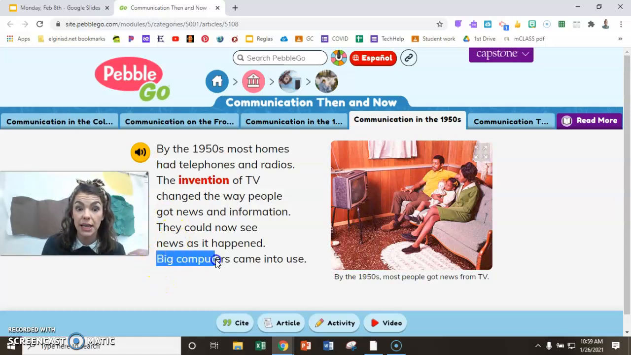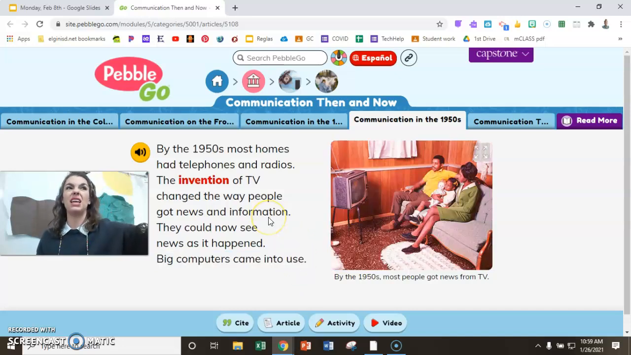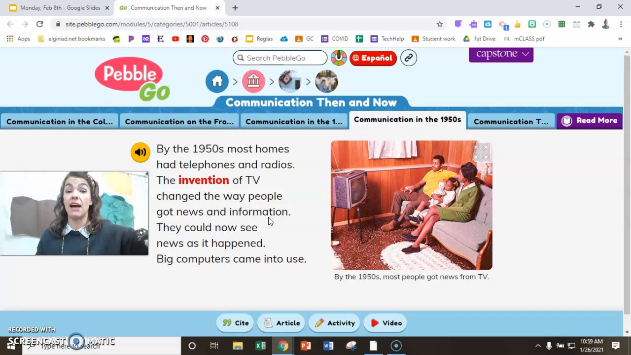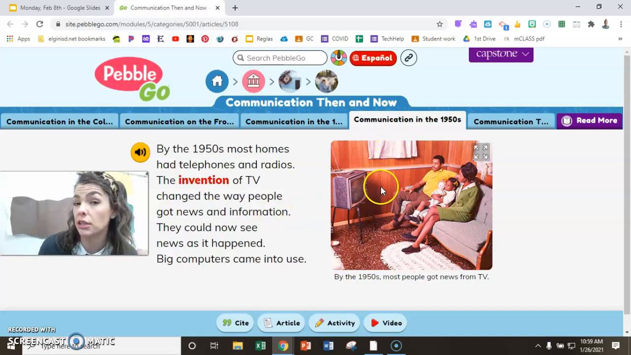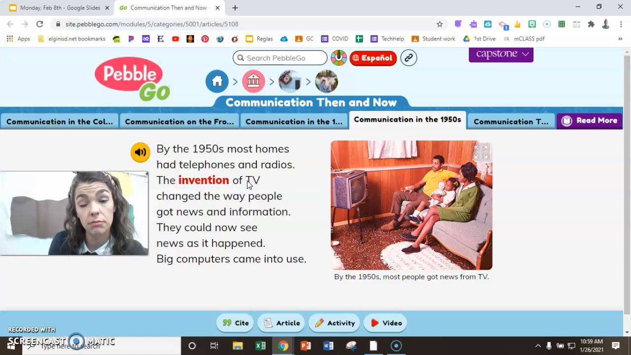Now they're starting to get big computers. By big computer, we mean not something skinny you can hold in your hand. This is a big computer you had to have on a desk or on a table. But these are just starting to become new technology in the 1950s. Almost all houses have phones and radios. Think of your house today. Do you have a phone? Yes or no? Do you have a radio? Yes or no?